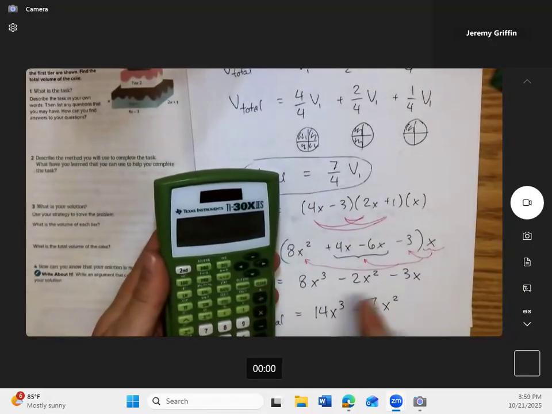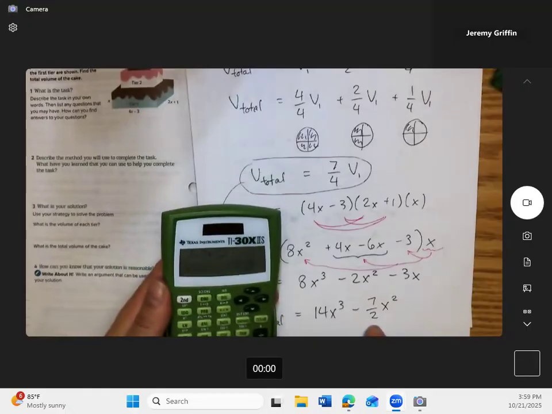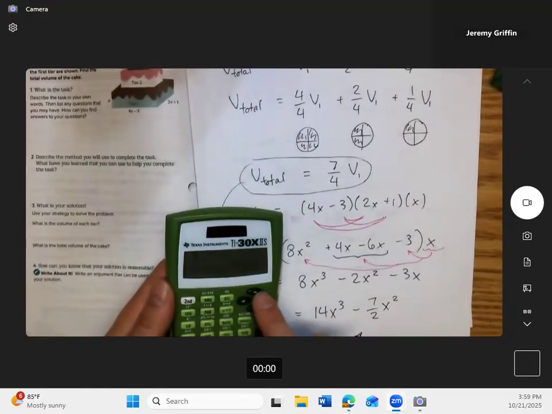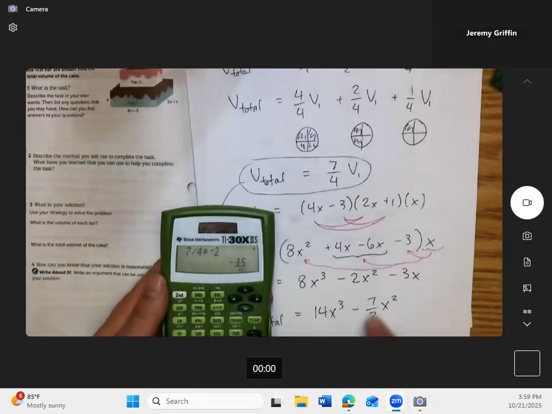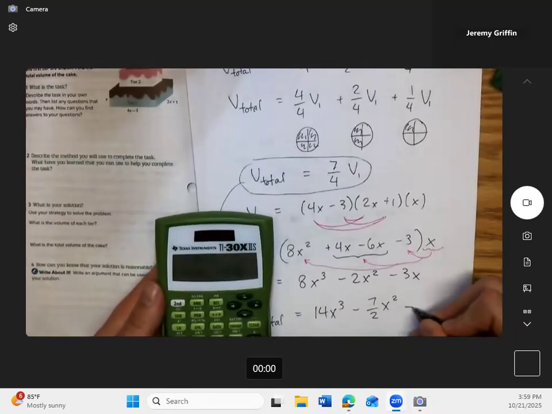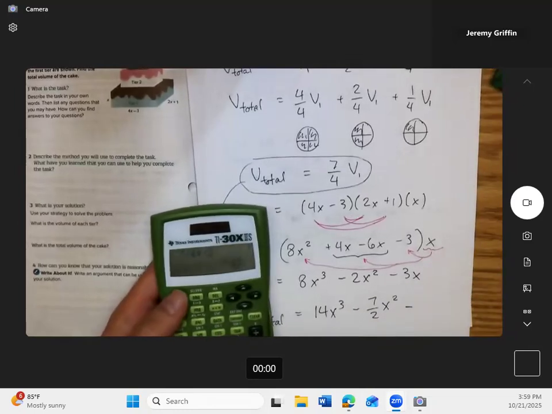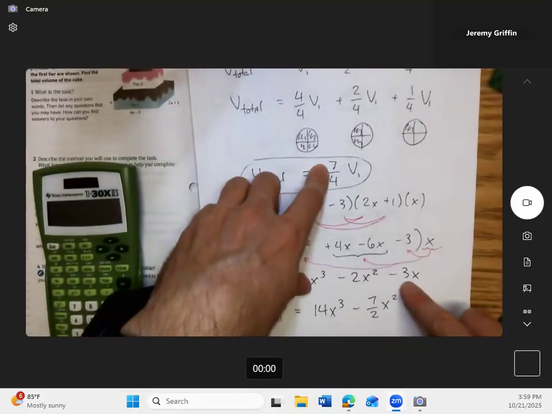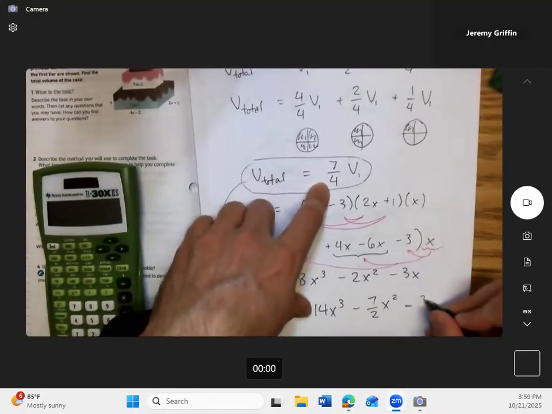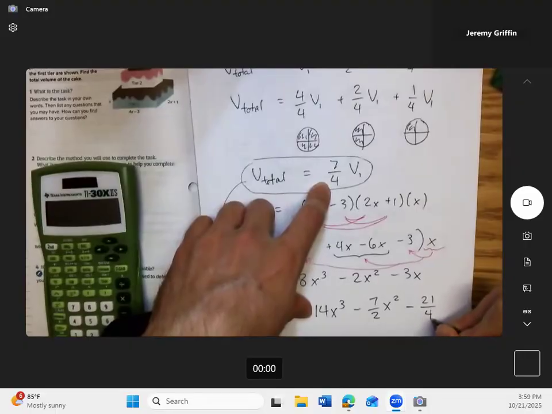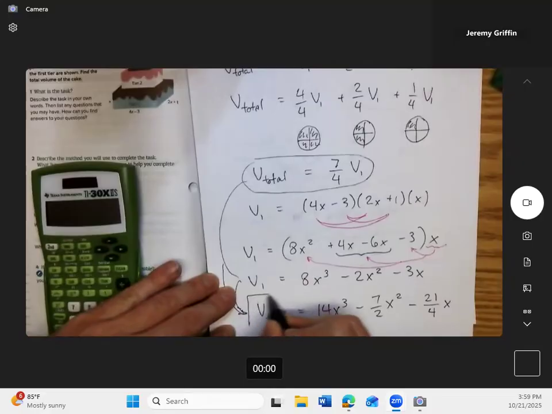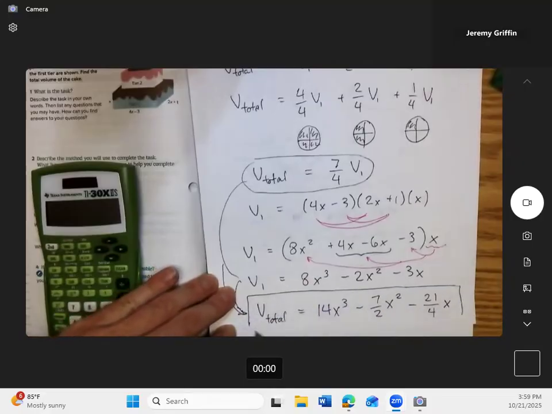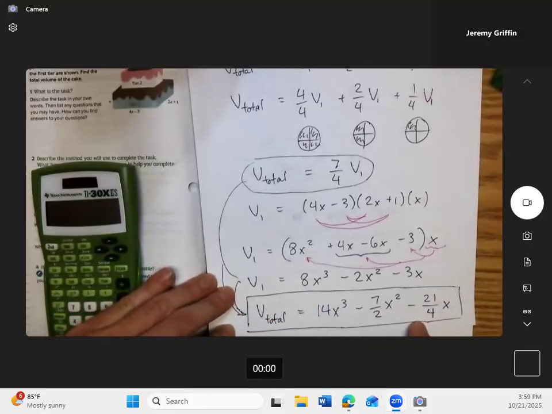7 over 2 times negative 2 is, so 7 over 4. So there you go, negative 3.5, which is negative 7 halves. Okay, so we're good. And then minus, well, I think this last one, 3 times 7 is 21 over 4. So we go 21 over 4. That'd be x.